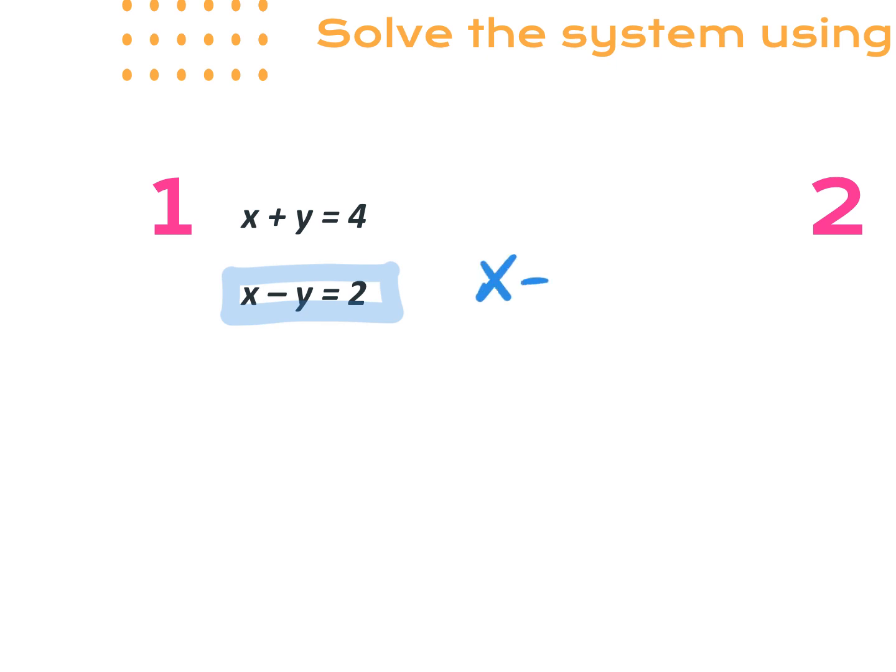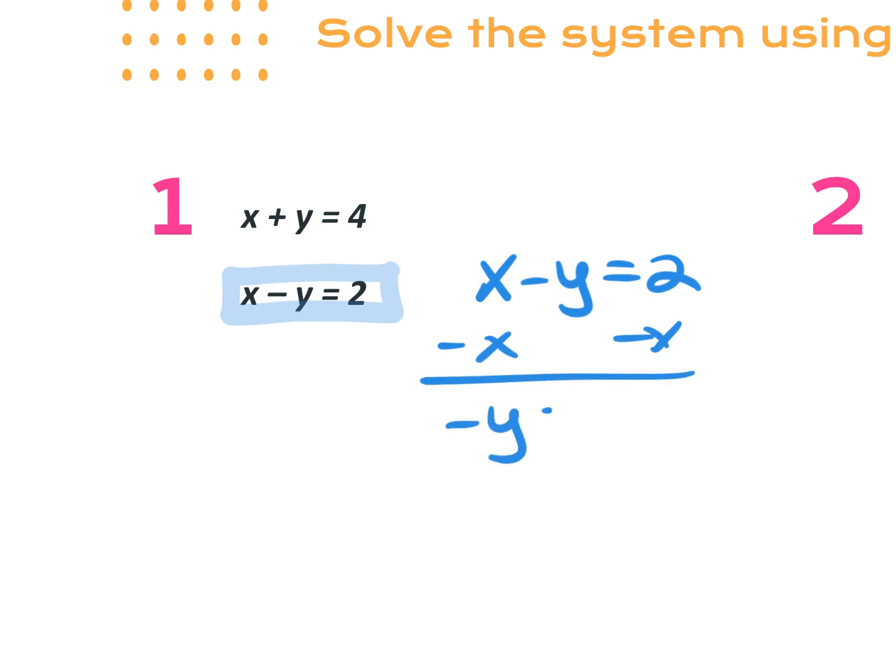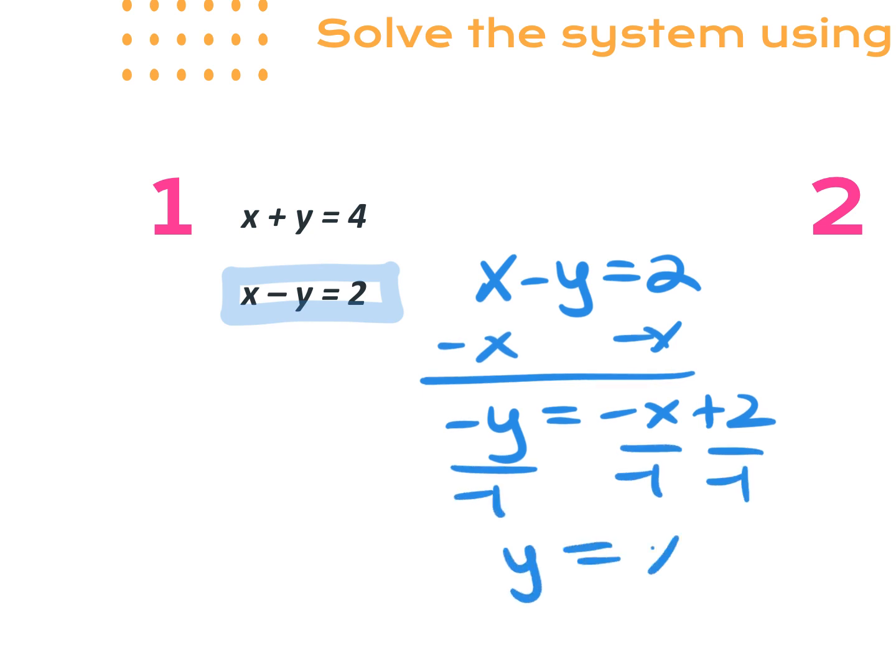So I'm going to take x minus y equals 2. And I'm going to subtract the x. I could have also solved it for x. It really doesn't matter. And then I don't want a negative y, so I'm going to divide everything by -1. And now my equation is y equals mx plus b. I could actually do that with the other one and then just set them equal to each other.